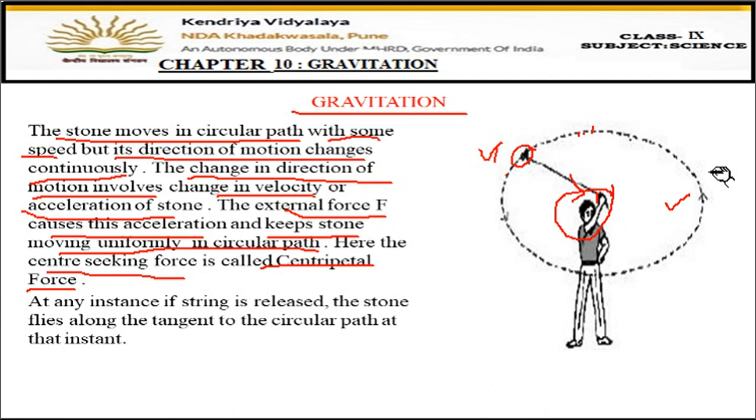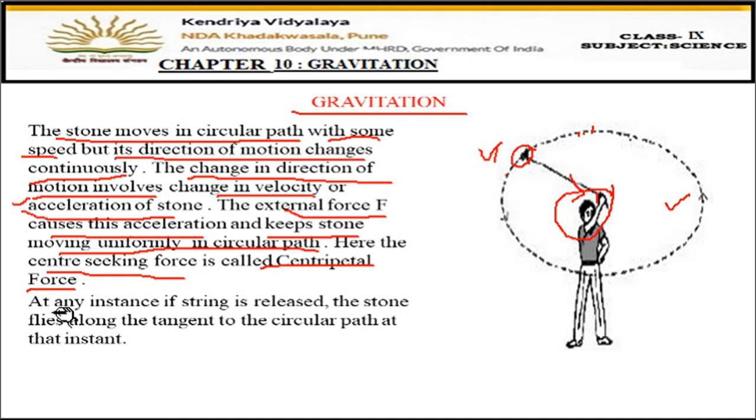Now, so this is the example that the stone is moving in a circular path, and this is because of a force which is acting towards the center, and this force which is acting towards the center is called the centripetal force, and this centripetal force is equal to the muscular force applied by the boy here. And at every point of the circle the direction is changing.